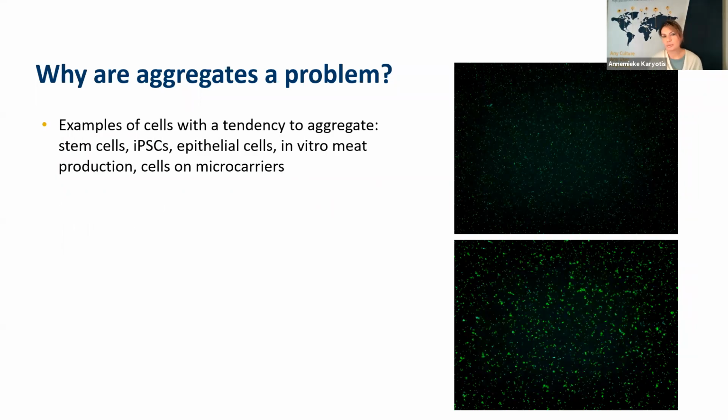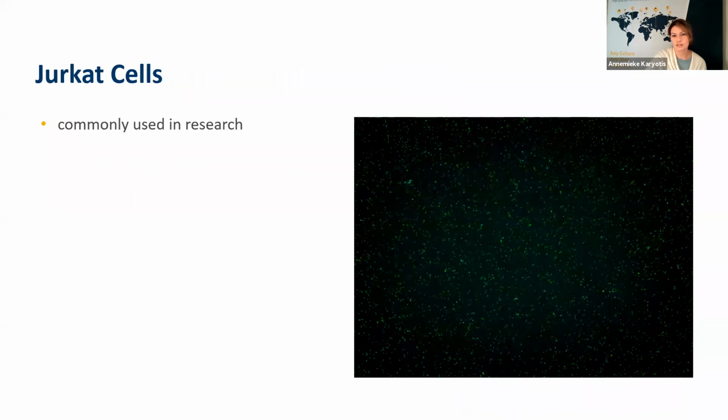Some examples of cells with a tendency to aggregate are stem cells, iPSC cells, epithelial cells, and cells grown on microcarriers. These can be really tricky to dissociate and enumerate. So I just wanted to show you an example of a nice single cell suspension. These are Jurkat cells, really easy to count, no aggregation problems whatsoever.